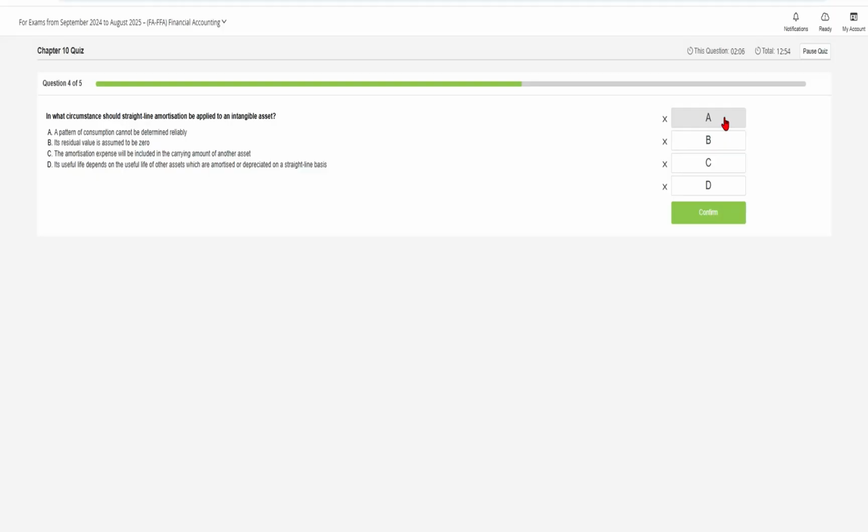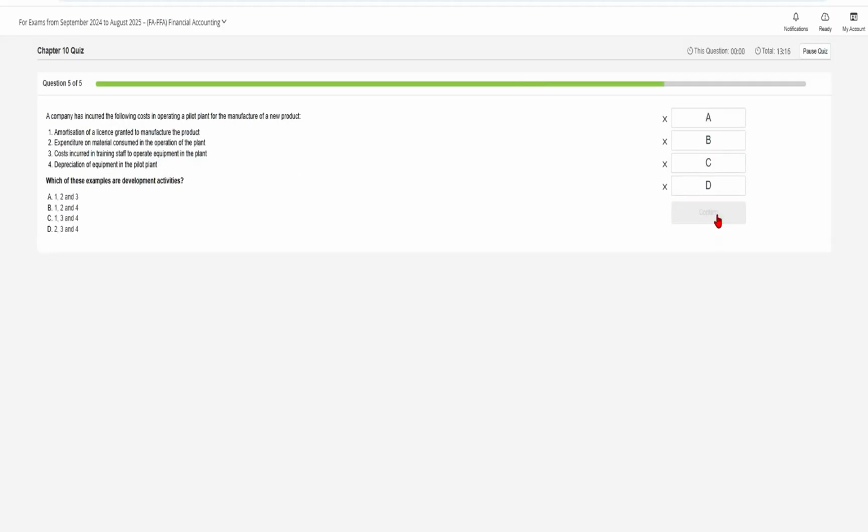Okay. And the last one, its useful life depends on the useful life of other assets which are amortized or depreciated on the straight line basis. So again, this is the method. The method is based on its own use or pattern, not the other assets. Right. So its own use of the asset will determine the method to be used. So A is the correct answer.